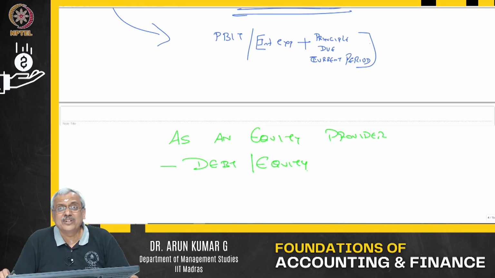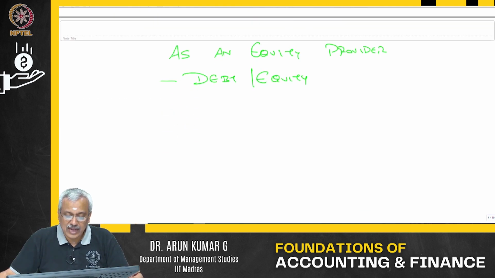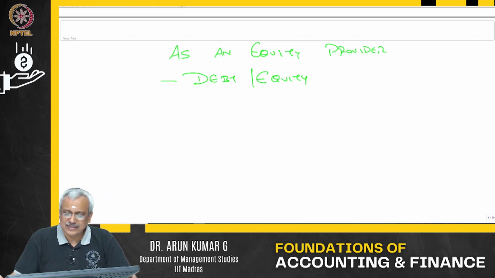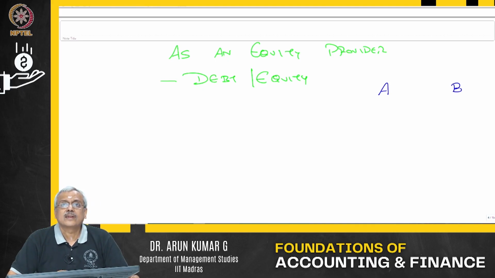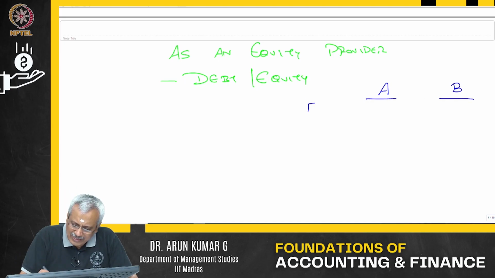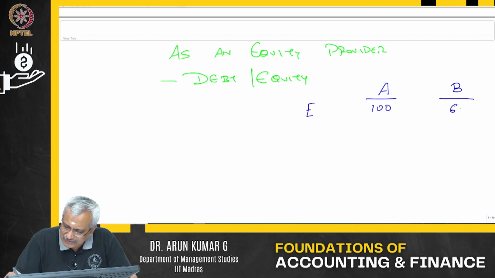Why am I interested in debt to equity? Now, please note, let us get to the reason for it as an equity provider. Very simple, I am just going to use a different color at this stage. Imagine there are two cases out there. There are two companies, company A and company B. Company A has an equity capital of $100, company B has an equity capital of only $60.